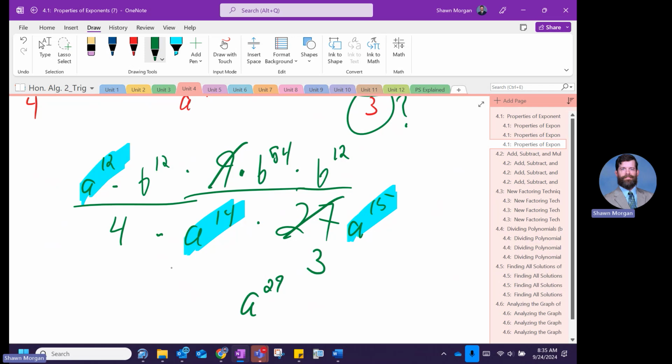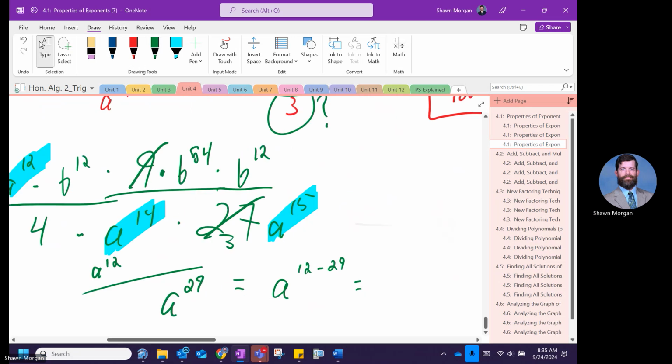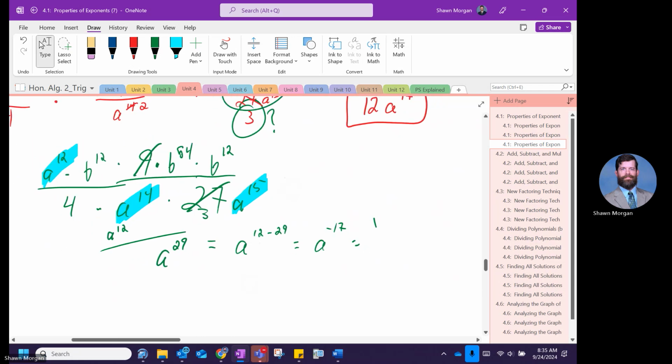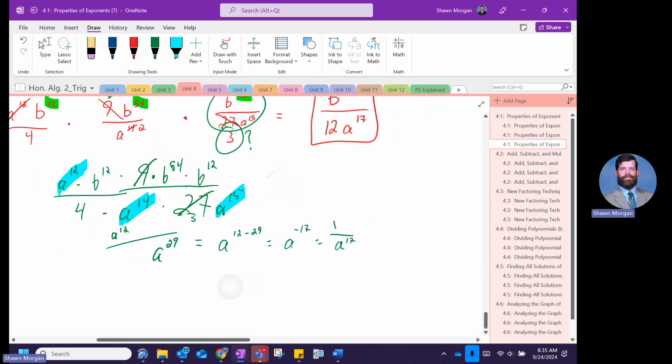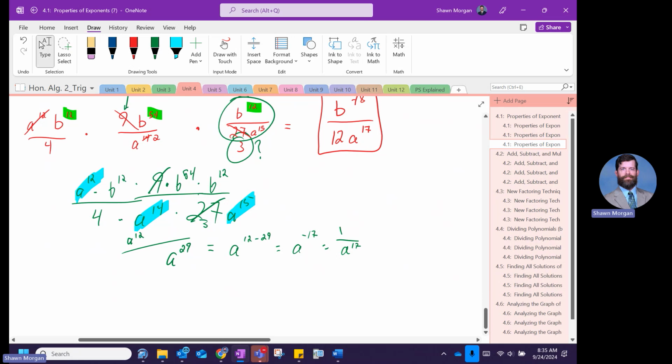29. And up here at the top, we got a to the 12th. And so we would subtract those 2. 12, take away 29, it's a to the negative 17th, or 1 over a to the positive 17th. Just talking about the a's there. That answer what you're looking for?